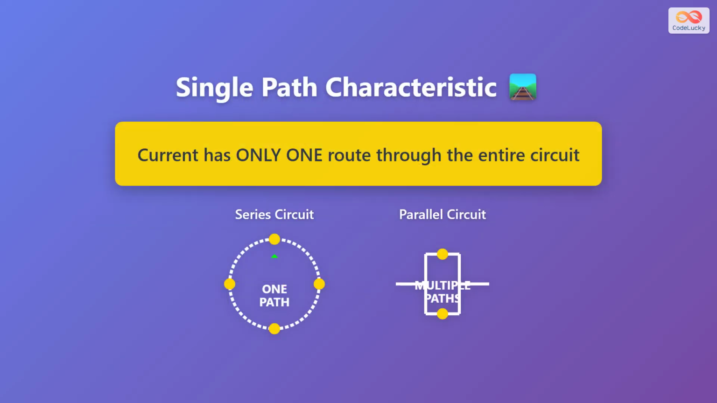The defining feature of a series circuit is that current has only one route through the entire circuit. This is fundamentally different from a parallel circuit. In a series circuit, there are no branches or alternative paths. The current must follow the same single loop. In contrast, a parallel circuit offers multiple paths for current to flow, allowing it to split and travel through different branches simultaneously.